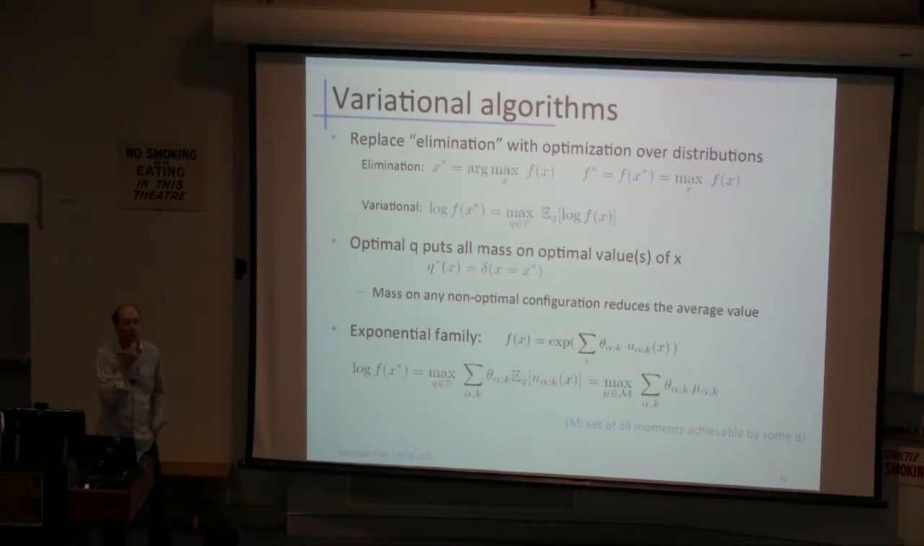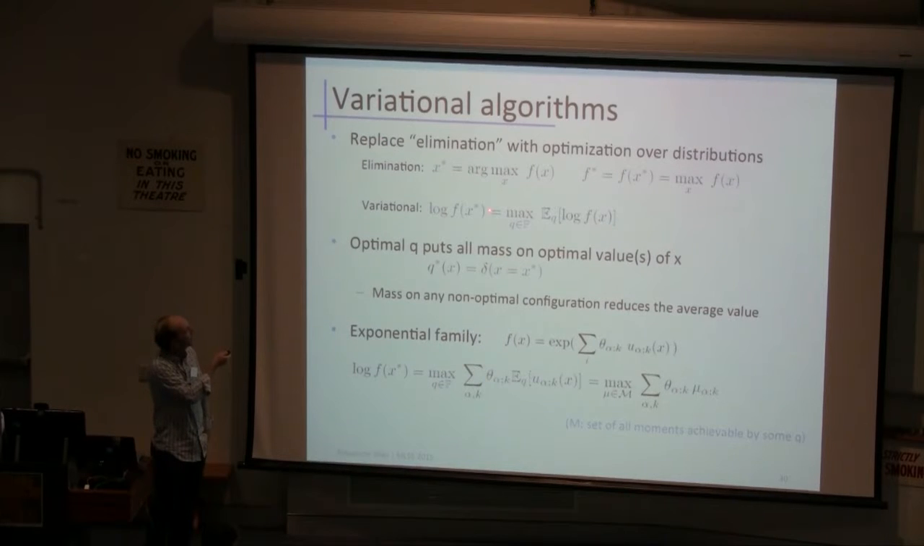So in maximization, this is a fairly easy example to see. In maximization, we want to find this configuration X star that finds the optimal configuration of the entire system. The variational form of that is an optimization over distributions. So we optimize over all possible distributions Q of X to maximize the expected value of log f of X. Okay? So this seems a little strange at first, perhaps.